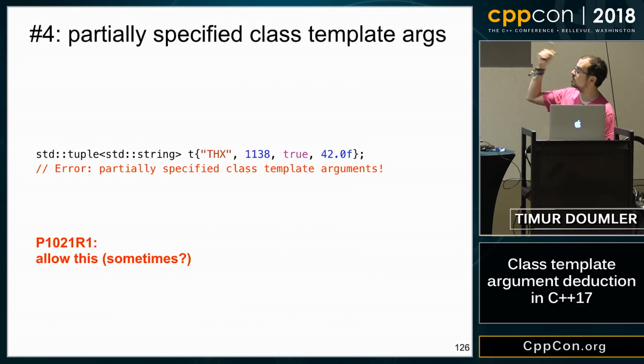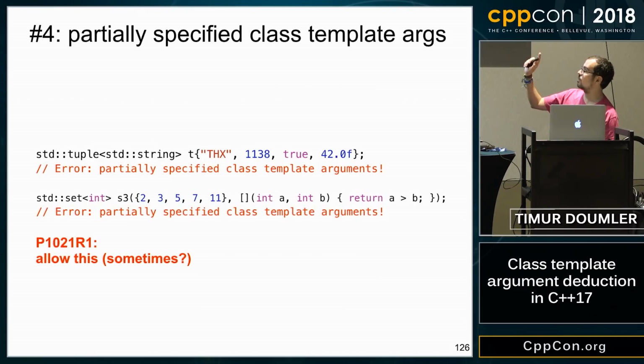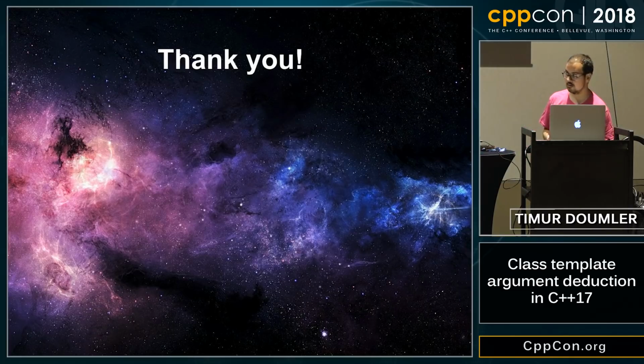I'm not sure yet whether we should allow this, but there are other cases, like for example a set where you have a custom comparator and you want to specify the value type, but you want the comparator type to be deduced, and that currently doesn't work. So it might be reasonable to allow this, but I'm not sure yet. Anyway, that's all I have. Thank you.